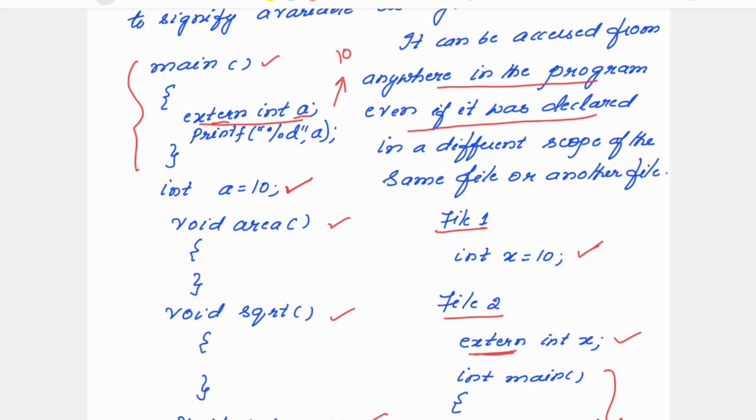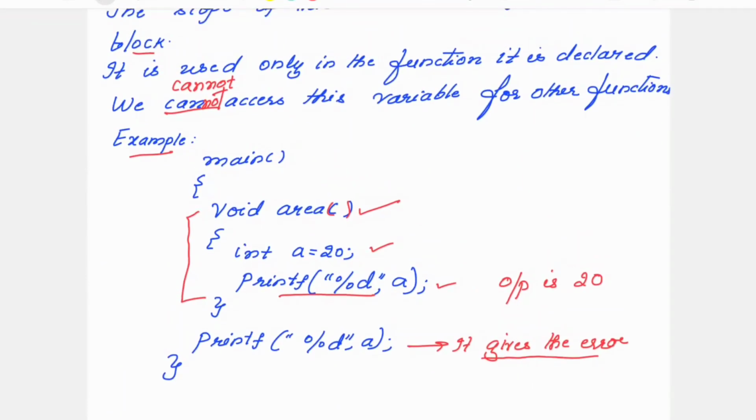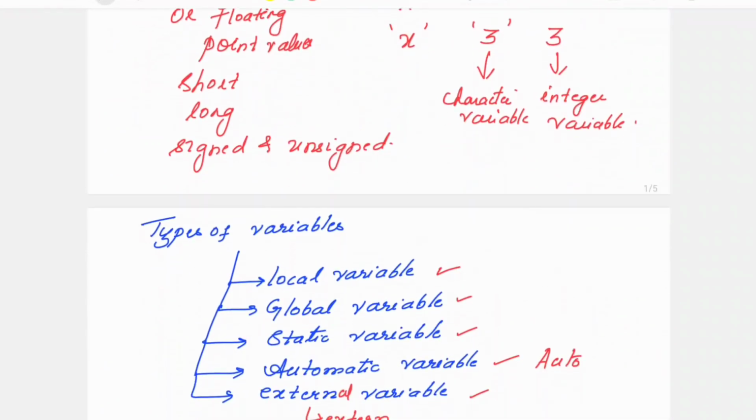But if you want this variable to be accessed by the main function also, then you are going to make use of the keyword extern. So this is all about the different types of variables. Remember that for these three different types, for static you are using the keyword static, for automatic you are using auto, and for external variable you are using extern.